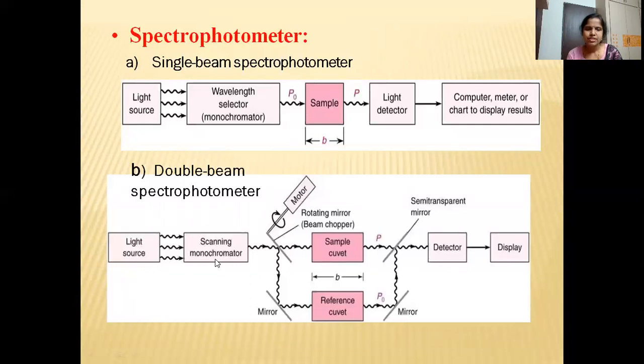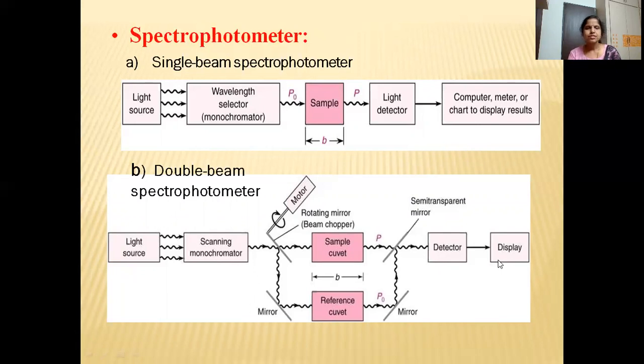The monochromator will scan it, and the beam will split into two parts. So it is chopped into two beams by a rotating mirror. One beam will pass into the sample cuvette, and the other beam will strike the mirror, and this is passed to the reference cuvette. Both these, again, the light is transmitted out from these two cuvettes, and it falls on the mirror, and it is detected by the detector and displayed.